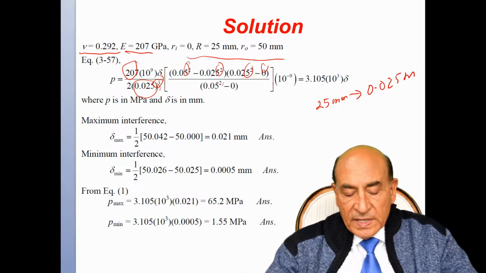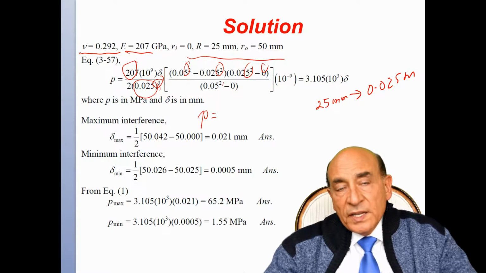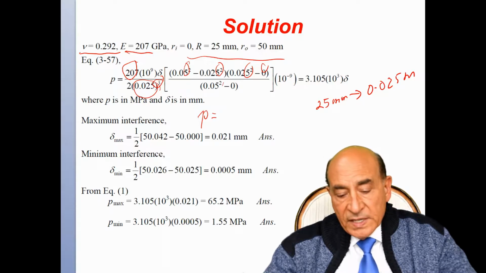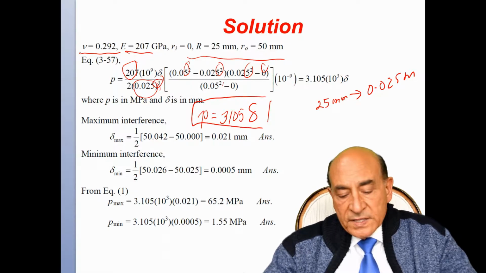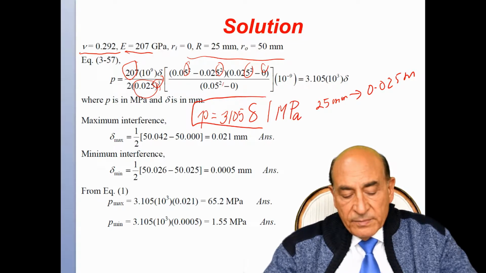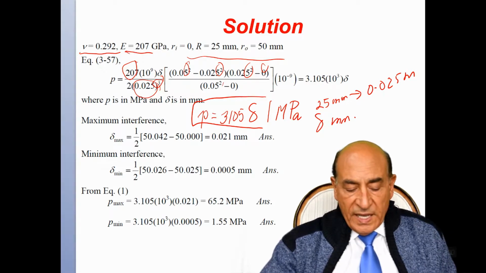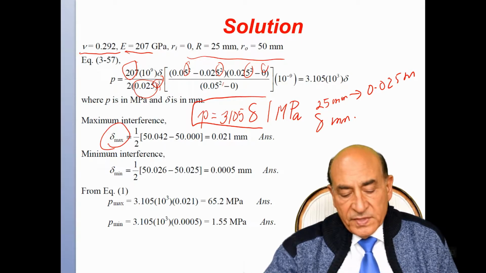And notice that I have here a cube, and then the radii are included in the formula. So at the end of the substitution, the interfacial pressure depends on how much radial interference exists between the 2 radii. And that comes to be 3,105 delta. So the formula that we got was in these units, and the value is in megapascal, and delta is in millimeters.